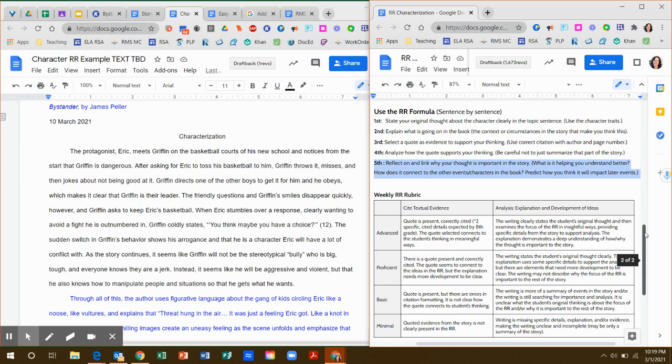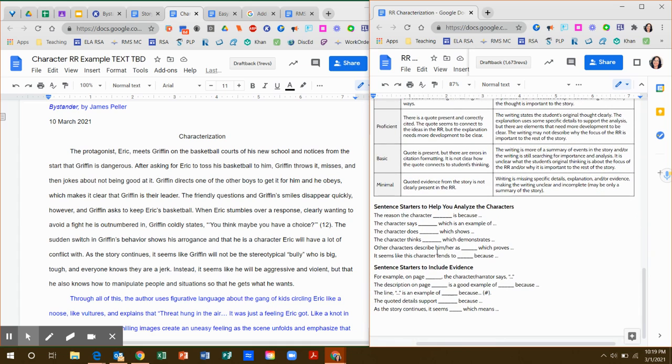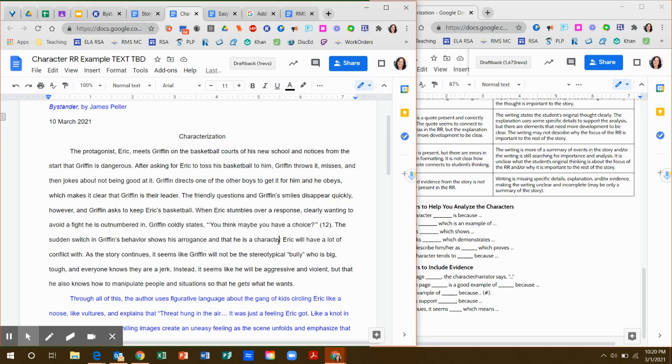If you want some sentence starters to help you out with that, just scroll down past that rubric and you've got some sentence starters to help you write out your thinking about the characters and how to include some evidence in there too. So hopefully those are going to help you out.